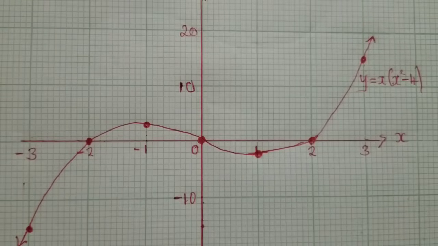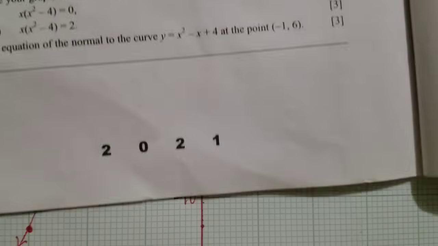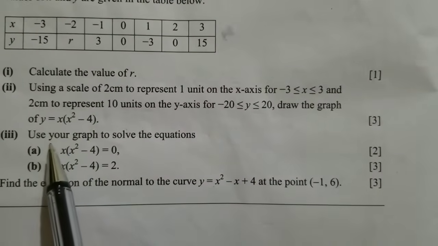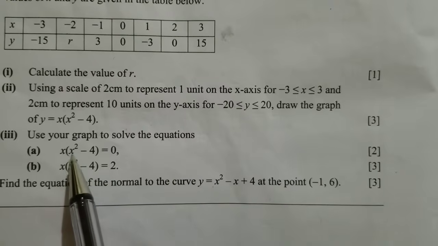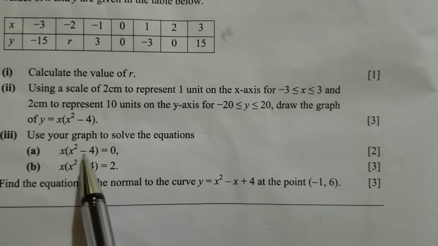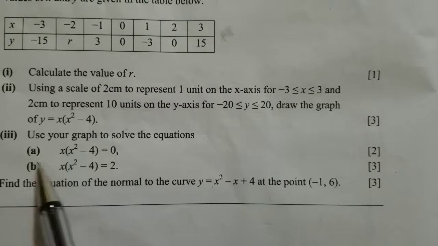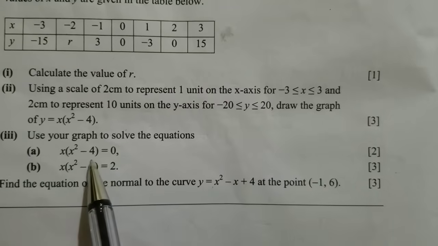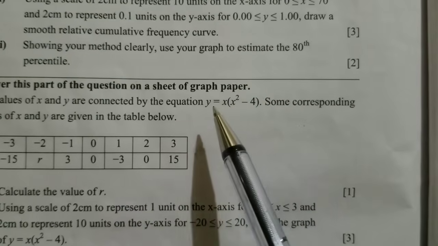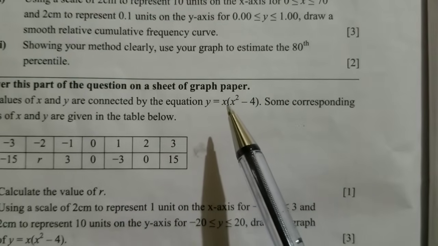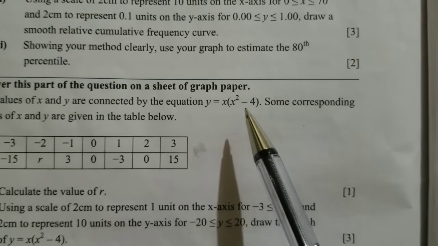Okay. So now, the next question here, they're saying, using a graph, okay? So let me show you the question. Here they are saying, using your graph, solve the equation x(x squared minus 4) is equal to 0. So how do you solve this one? Now look at this. The equation which we have is y is equal to x(x squared minus 4).